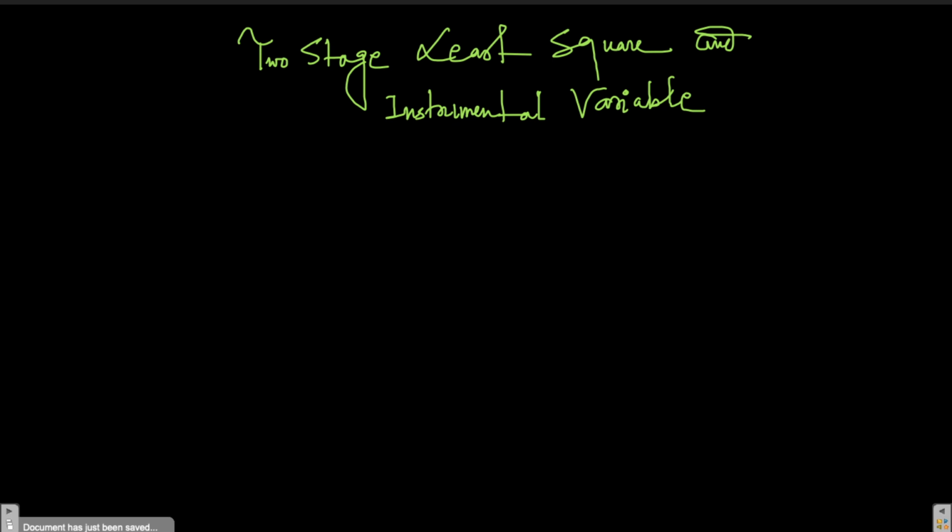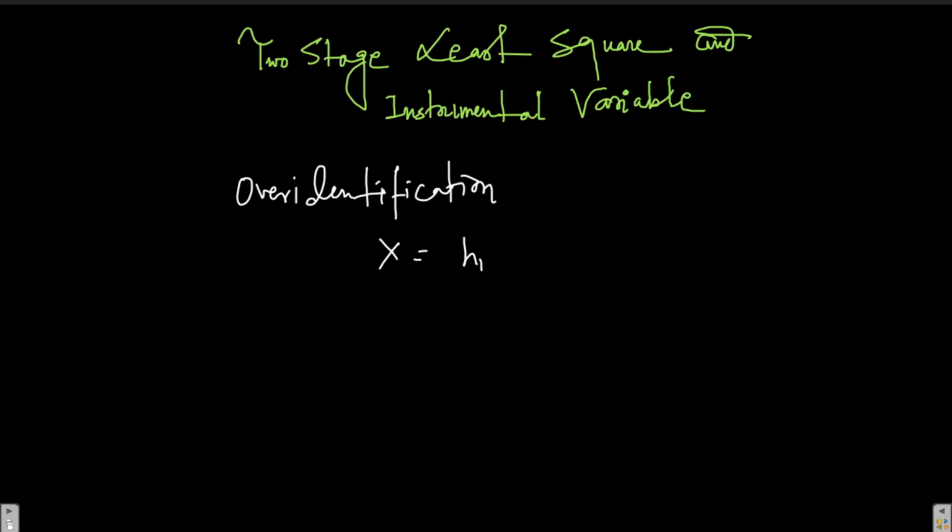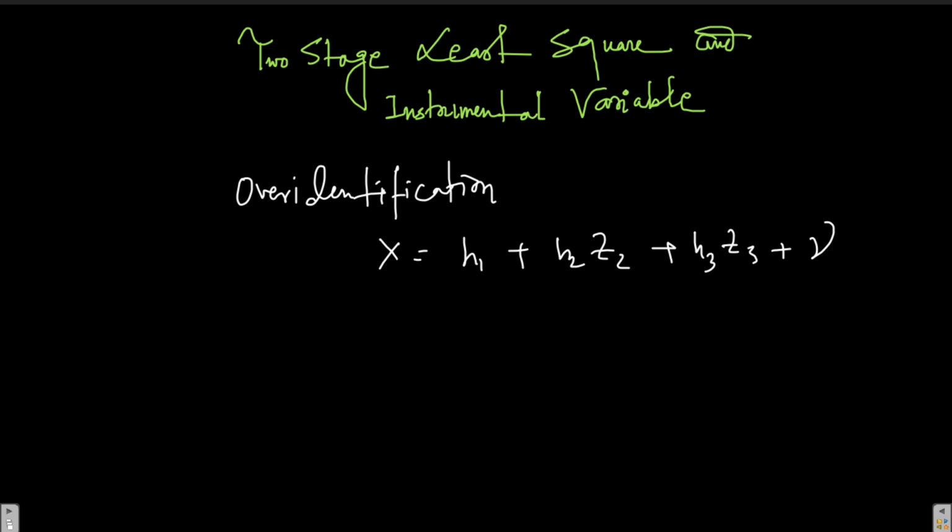Now, let's distinguish these two terms. When we say two-stage least square and IV regression, they are basically the same, but two-stage least square is something that we say when we have an over-identification strategy. So in case of over-identification, where we have, let's say, two instrumental variables determining the x variable or endogenous variable, let's say x is equal to h1 plus h2 z2 plus h3 z3, and let's say I have some error term. Then the OLS strategy that I use, we call it 2SLS.